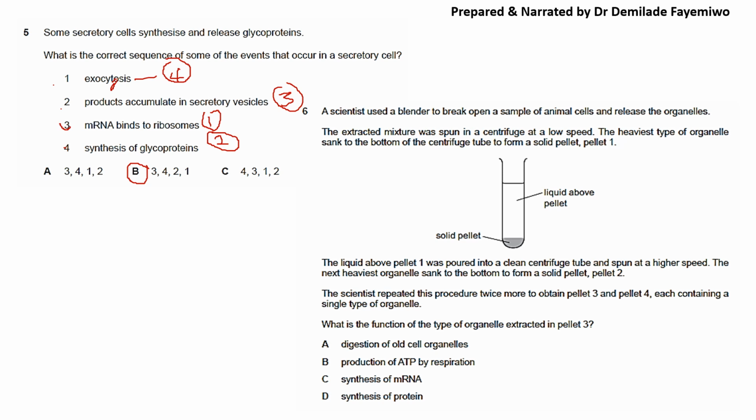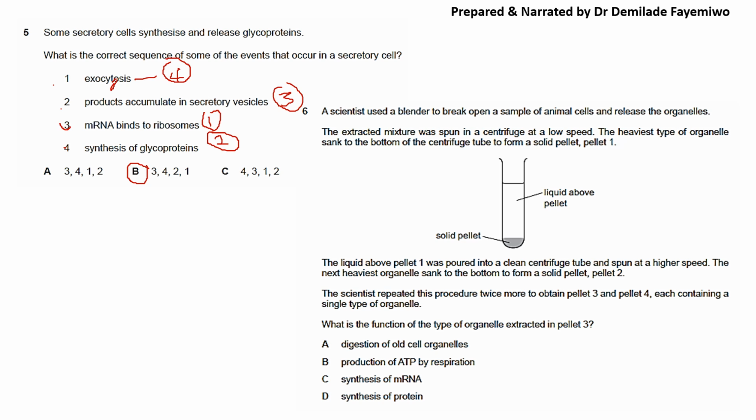Now let's look at number 6. Number 6 here says a scientist used a blender to break open a sample of animal cells and release the organelles. The extracted mixture was spun in a centrifuge at low speed. The heaviest type of organelle sank to the bottom of the centrifuge tube to form a solid pellet number 1. The liquid above pellet number 1 was poured into a clean centrifuge tube and spun at a higher speed, and the next heaviest organelle sank to the bottom and formed pellet number 2. And that was repeated again to obtain pellets number 3 and 4, each of which contained a single type of organelle. What is the function of the organelle extracted in pellet number 3?